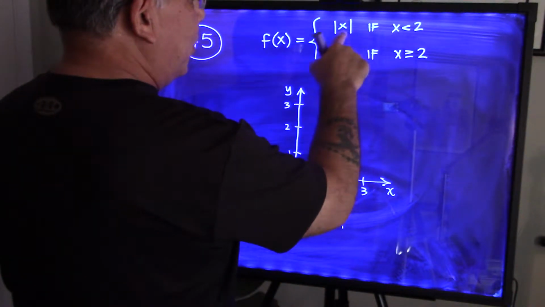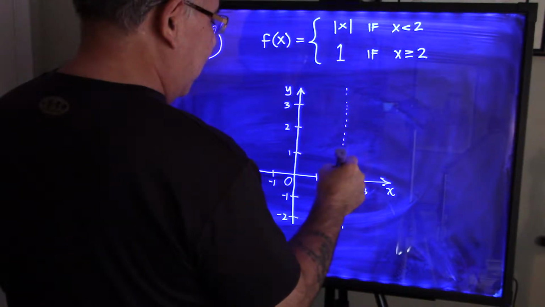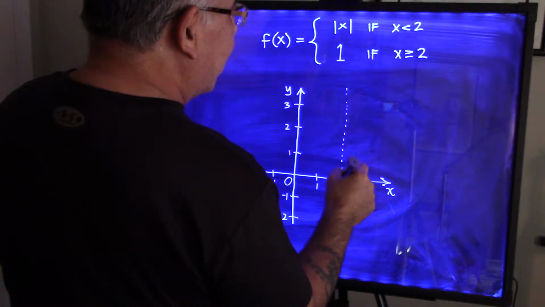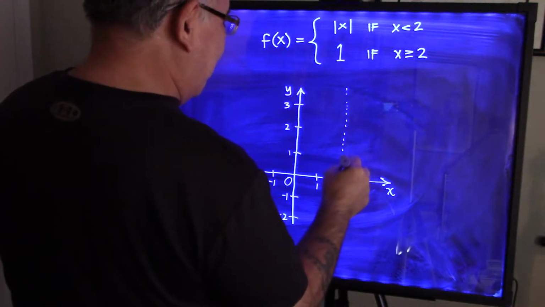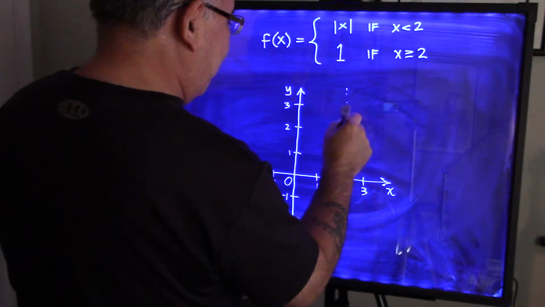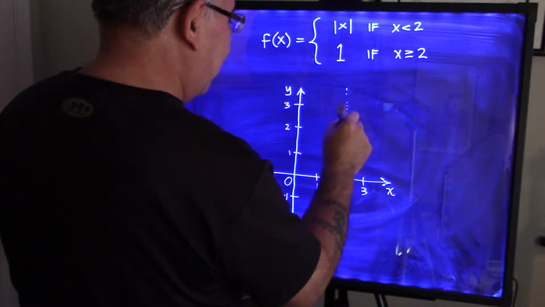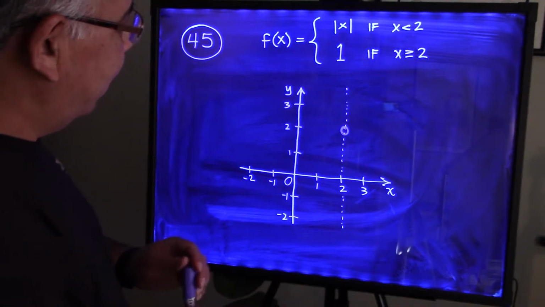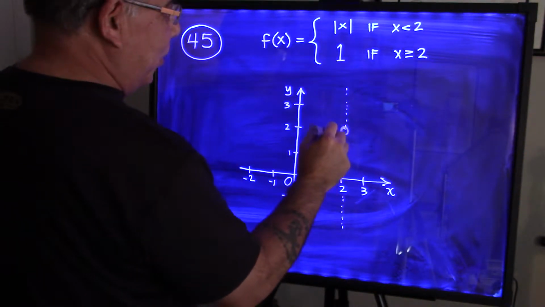Okay, so when x equals 2, absolute value of 2 is 0. So we have the point 2, 0, or rather 2, 2, what am I talking about? The absolute value of 2 is 2, so we got the point right there. Draw an open circle at 2, 2. Alright, so that's not part of this graph, so it's got an open circle, but that's our starting point.